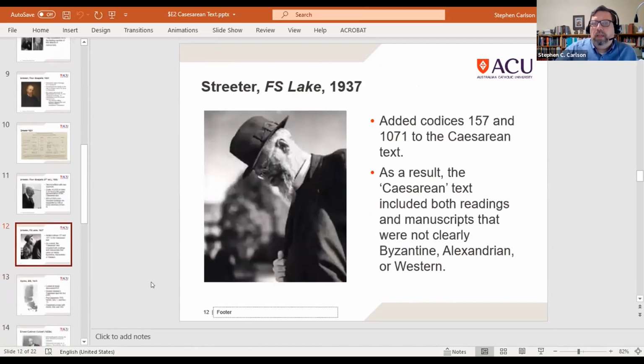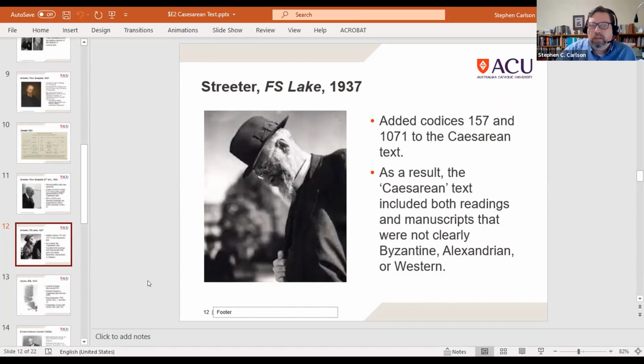Then we get to a Festschrift written for Kirsopp Lake, 1937, and he adds even more codices, 157 and 1071, to his Caesarean text. And as a result, for Streeter, the Caesarean text includes both readings and manuscripts that were not clearly Byzantine, Alexandrian, or Western. And how it kind of fits into this whole text type theory of editing.